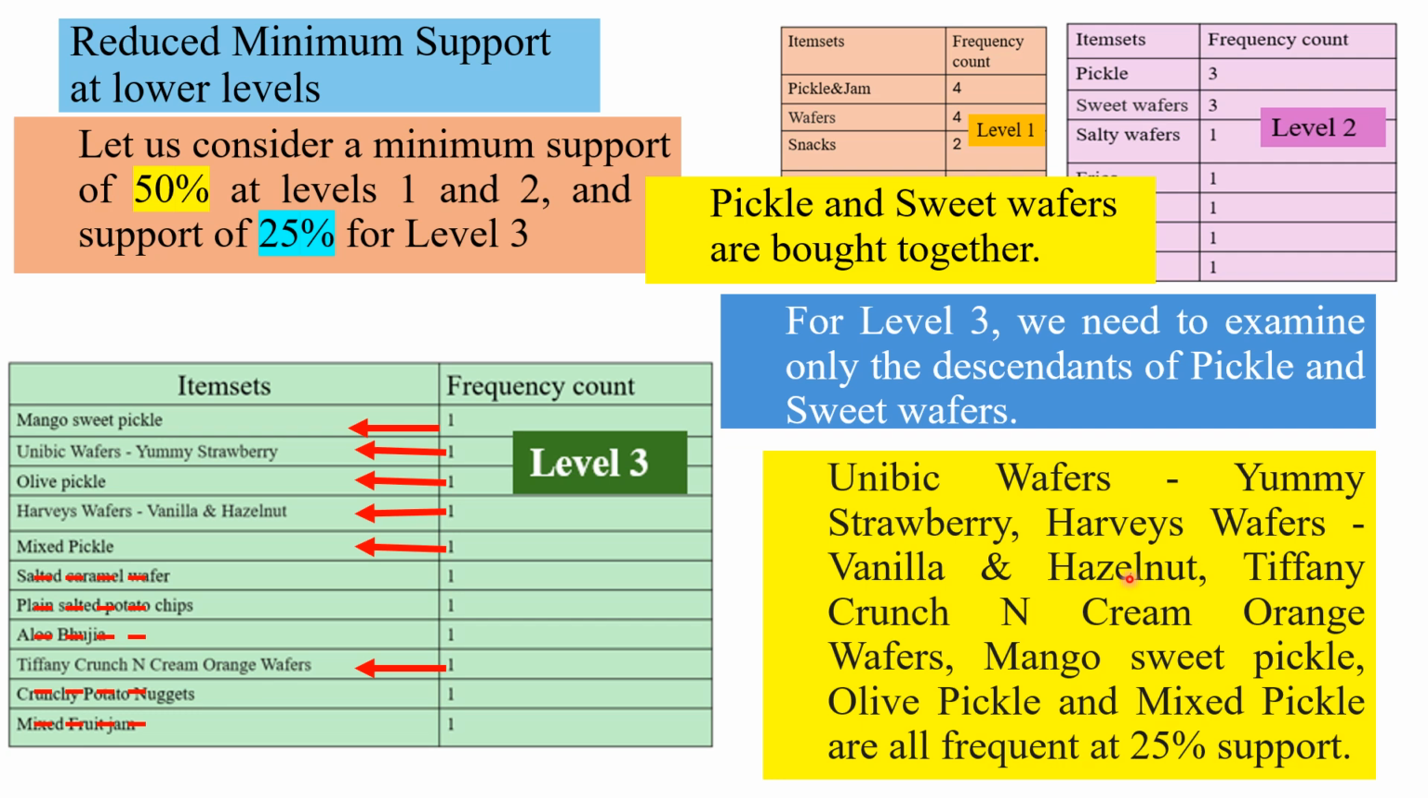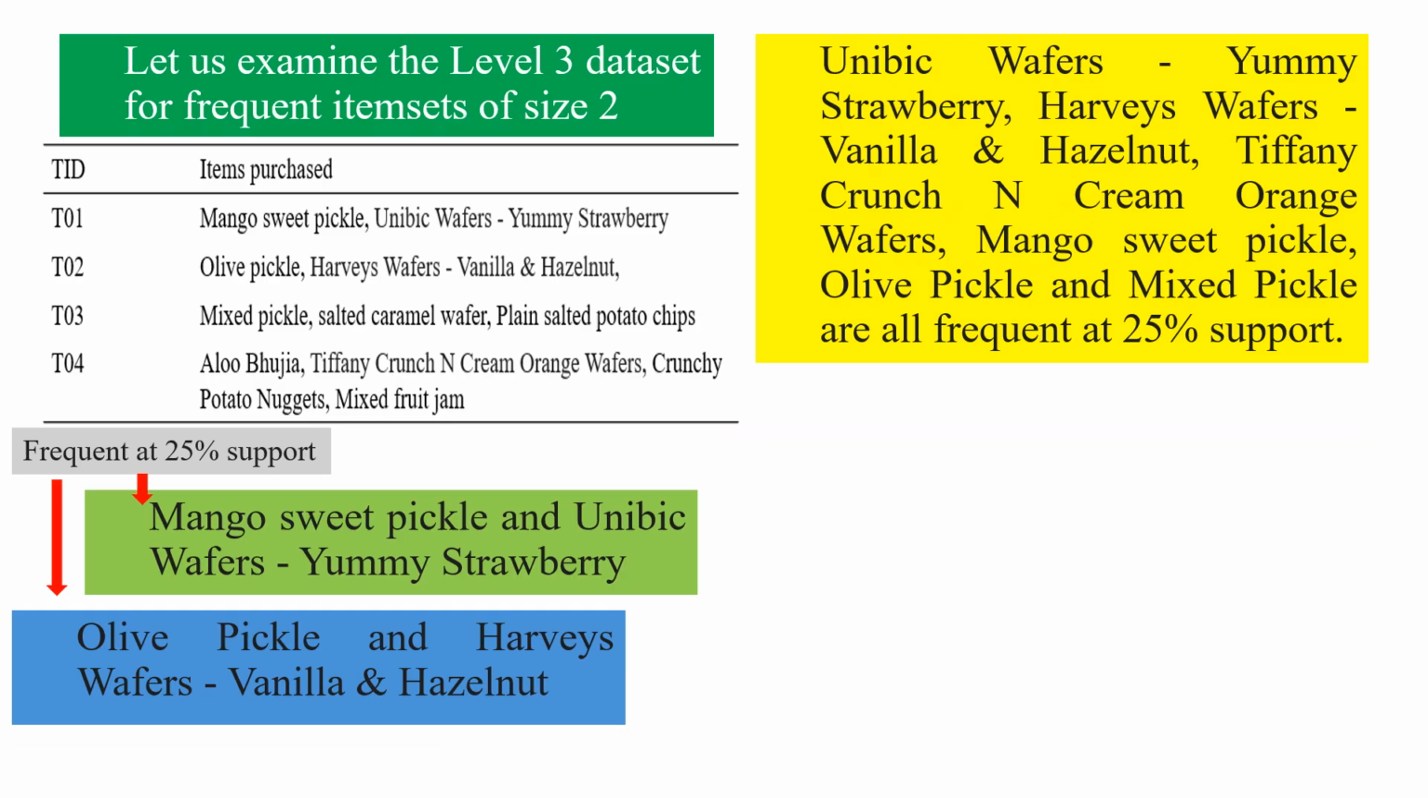the frequent pattern criteria. So these individual items, that means item sets of size 1, are all frequent at 25% support. We always talk about frequent at the required support. Now, we examine the level 3 data set for item sets of size 2. We saw that for singleton item sets, these 6 items were frequent.